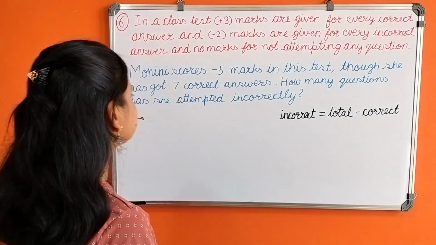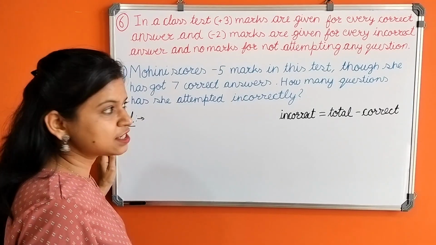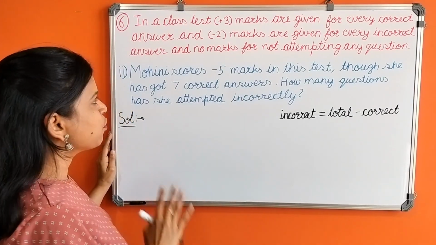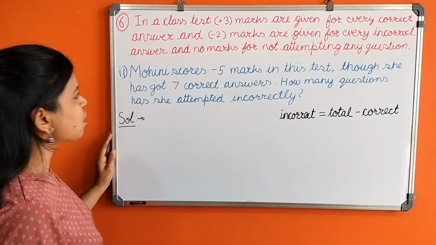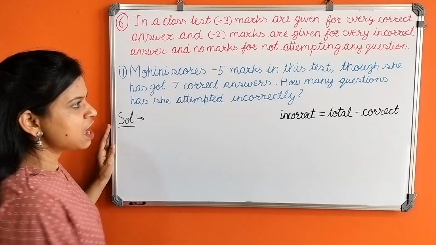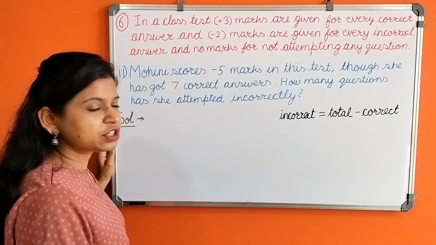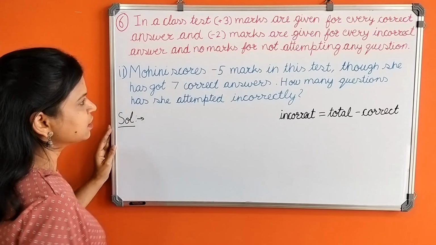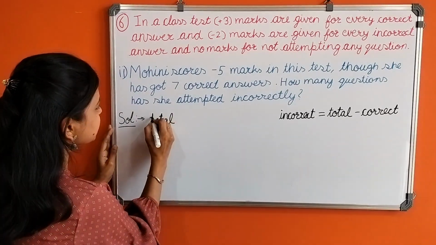Next is Mohini scores minus 5 marks in this test. Means Mohini's total score is minus 5. Though she has got 7 correct answers. How many questions has she attempted incorrectly? Means how many questions has she done incorrectly. So her total marks is minus 5.